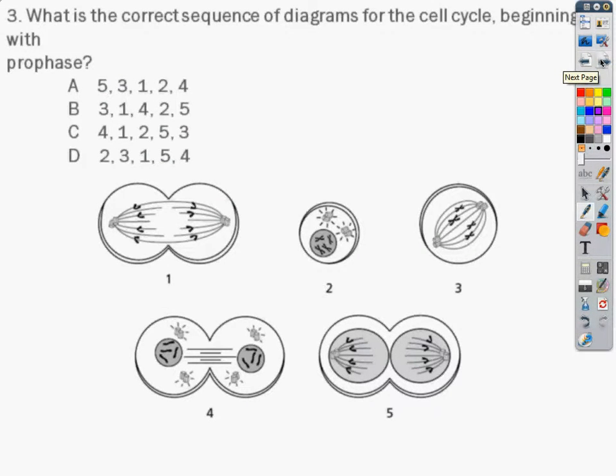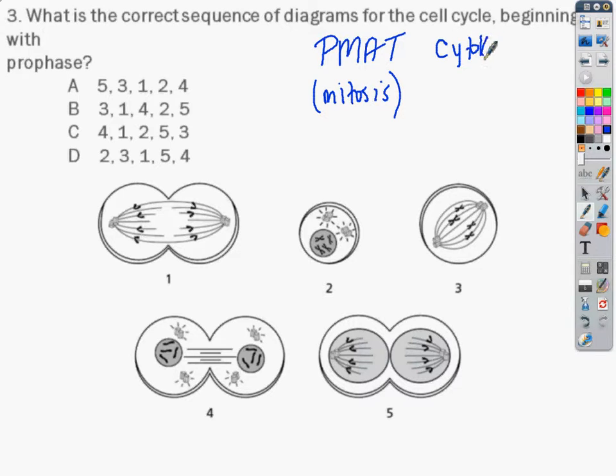Looking at question 3. All right. What is the correct sequence of diagrams for the cell cycle beginning with prophase? Well, hopefully you know the cell cycle to be PMAT, which would actually be for mitosis. And after mitosis, you have cytokinesis. And also before mitosis, you have interphase.